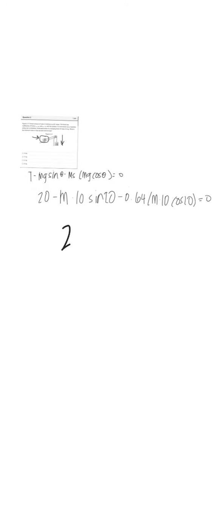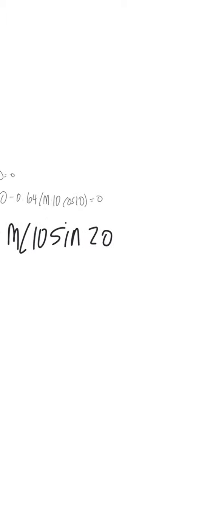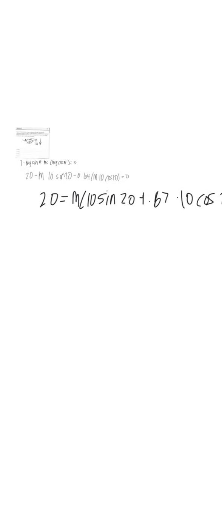So we have 20 equals m times 10 sine 20 plus 0.67 times 10 cos 20. We took out the common m. So all we did was take out the common m's. So we had an m in common here, and we had an m in common here.